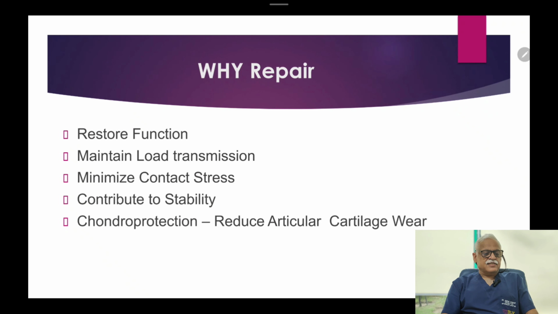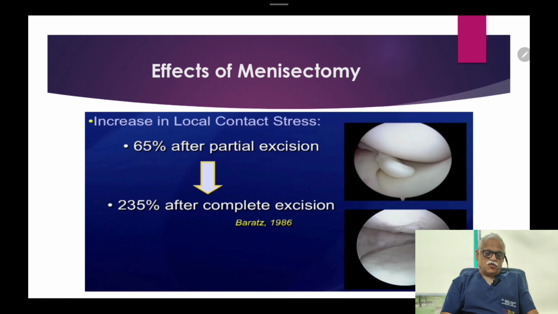Because the meniscus has very important functions of load transmission. They minimize the contact stresses. They contribute to stability and are chondroprotective. So what are the effects of meniscectomy? If you do a partial meniscectomy, it results in a 65% increase of contact stresses. And if you do a complete meniscectomy, this results in an increase of contact stresses to the tune of 235%.